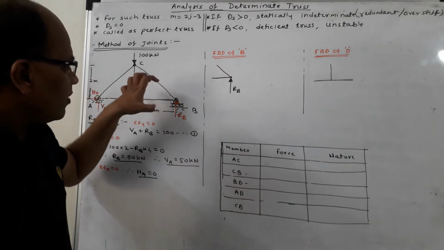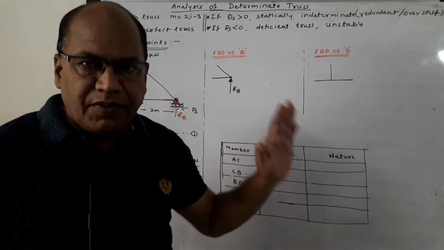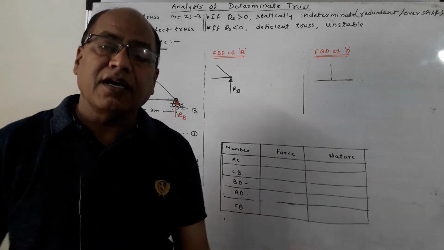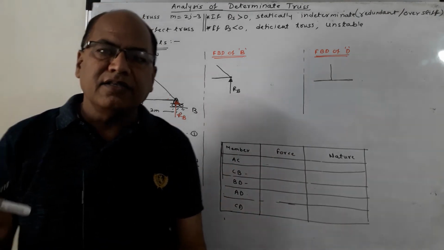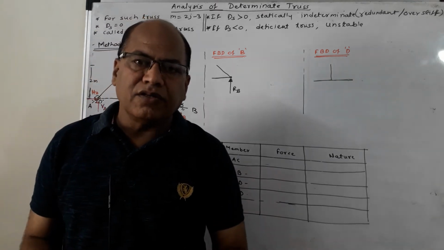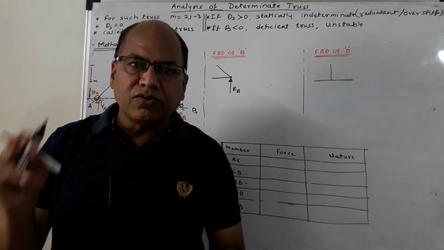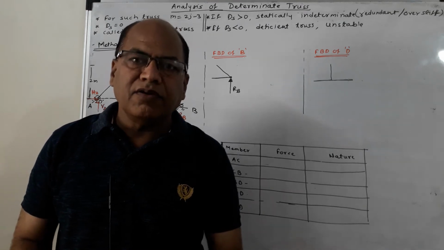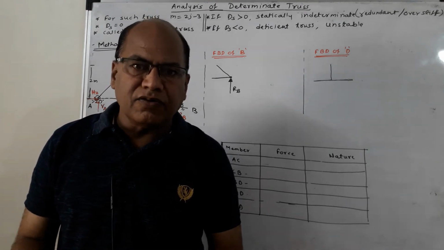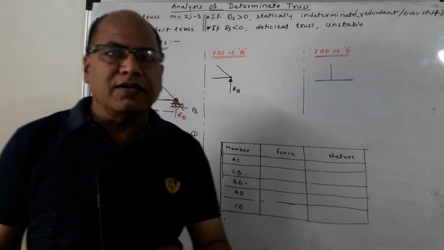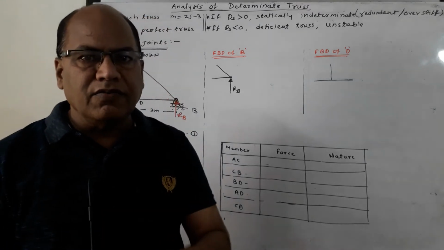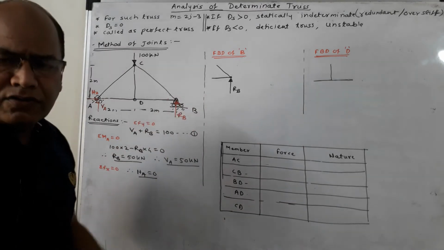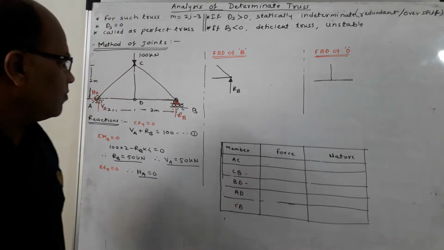So as per this method we will have to draw the FBD of each and every joint. But while selecting the joint, you will have to ensure that at that joint only two forces are unknown. If the number of unknown forces is more than 2, then it becomes difficult, because we have got only two equations which can be used for the joint: summation Fx is equal to 0 and summation Fy is equal to 0.